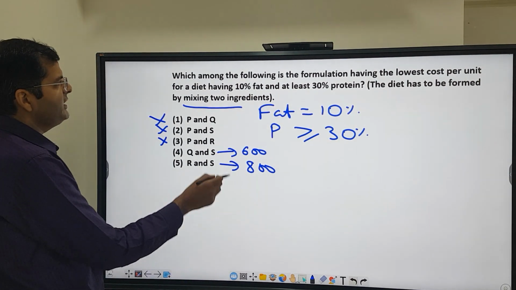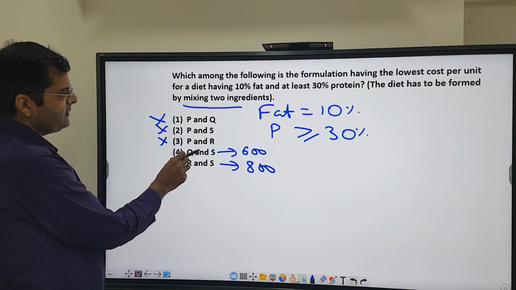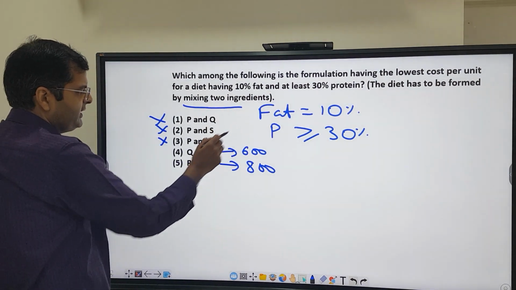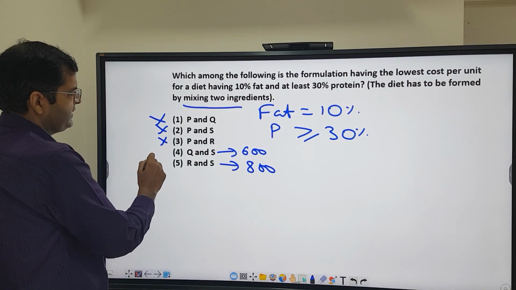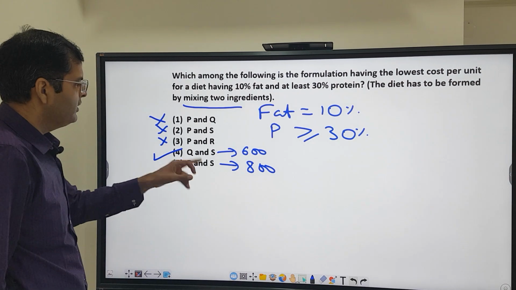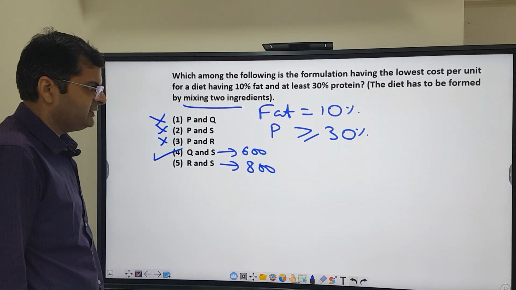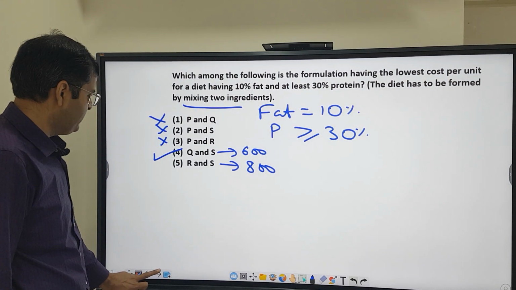So which of them is the least cost? There are only two possibilities that were giving me this scenario. One of them is costing 600, other is 800. So least cost is 600. So answer option 4, Q and S is the correct answer. Okay, we look at the next question now.